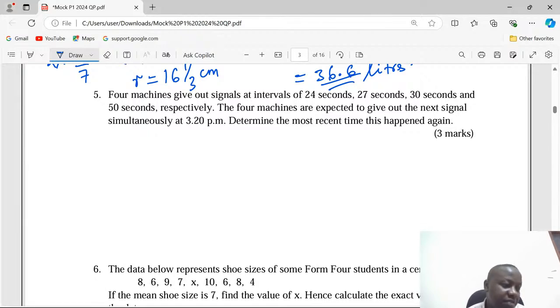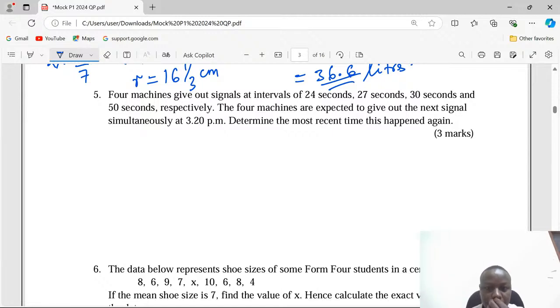Now we go to number 5. Very good question. 4 machines give out signals at intervals of 24 seconds, 27 seconds, 30 seconds, and 50 seconds respectively. The 4 machines are expected to give out the next signal simultaneously at 3:20 p.m. Determine the most recent time this happened again.